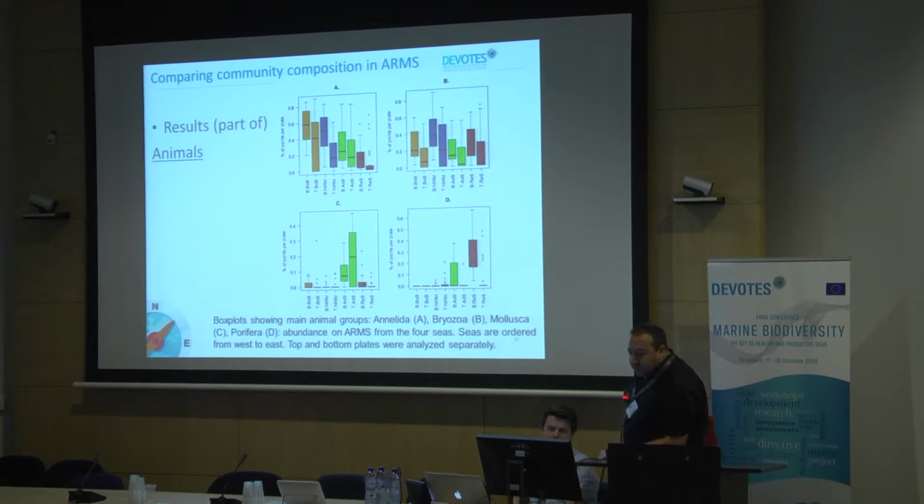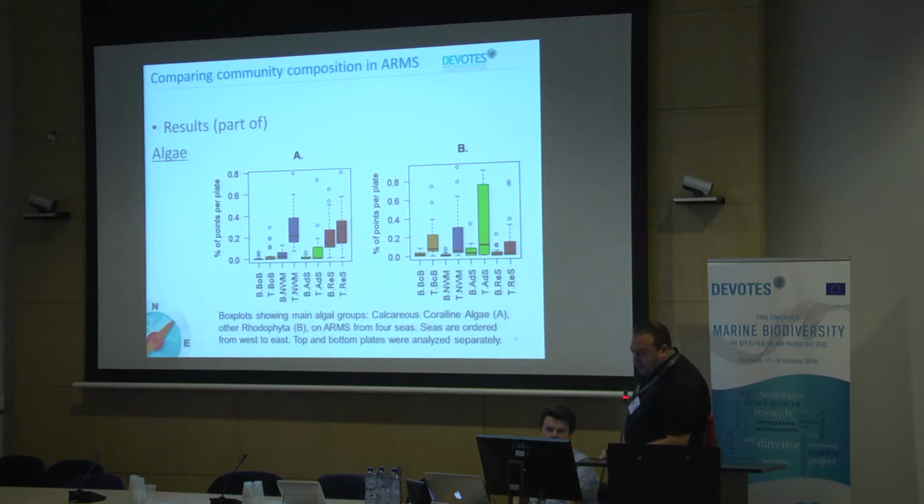So the first result is that there is a pattern across the Mediterranean Sea and the Red Sea. You can see, for example, for Annelida and Bryozoa, the first two, that there is a decrease between the different stations, and there is a visible pattern between top and bottom. And for algae, it's the same thing. For different kinds of algae, here mainly calcareous coralline algae or other Rhodophyta, there is really a difference between regions and between bottom and top.